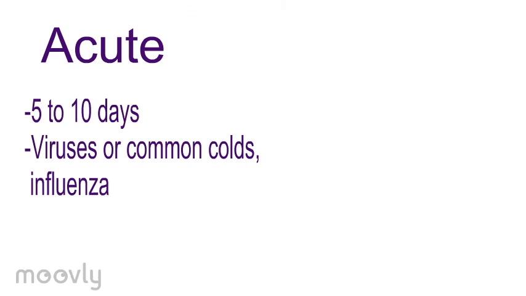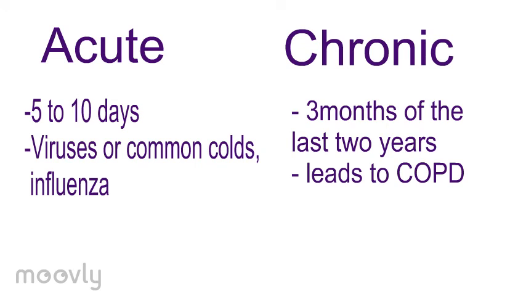Acute bronchitis is a common illness that causes an infection in the upper respiratory tract. The infection causes a cough that lasts more than 5 to 10 days. It is usually caused by a virus, or a cold and flu. Chronic bronchitis is distinguished by having a chronic cough for 3 months of the last 2 years, and if it continues, develops into COPD, chronic obstructive pulmonary disease.